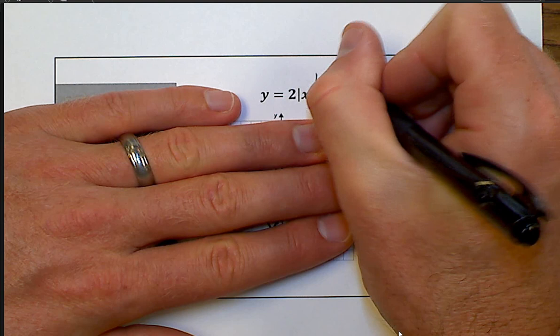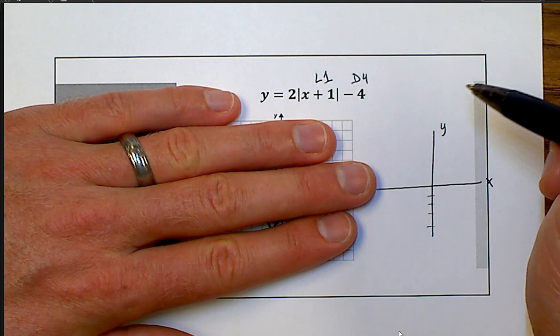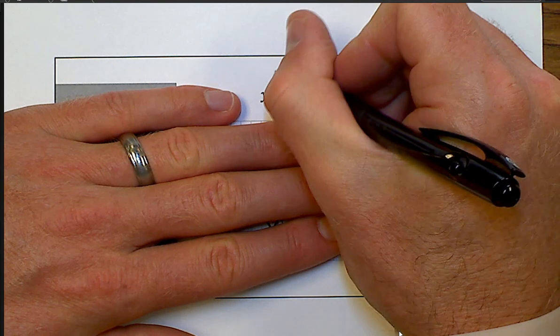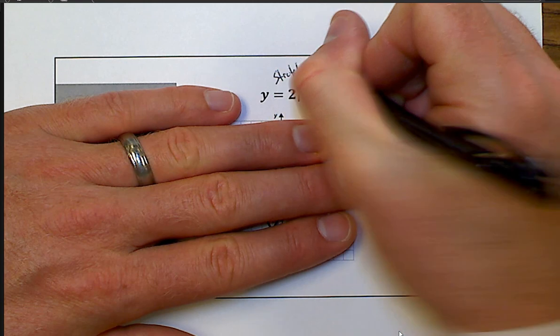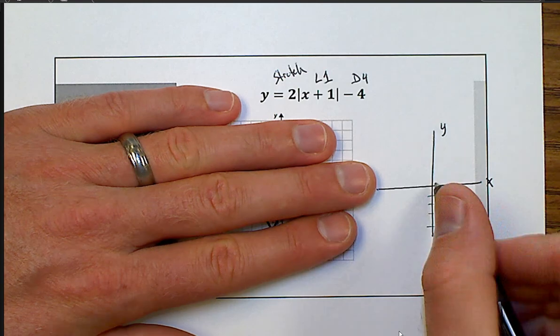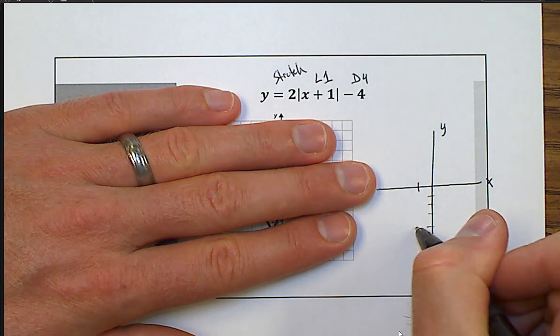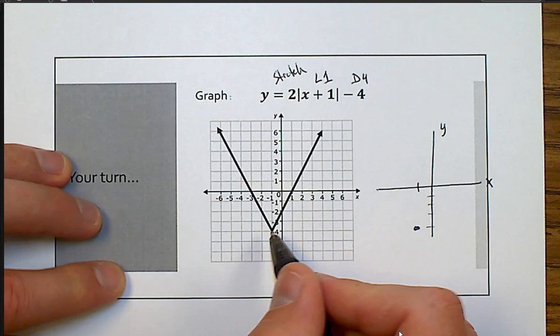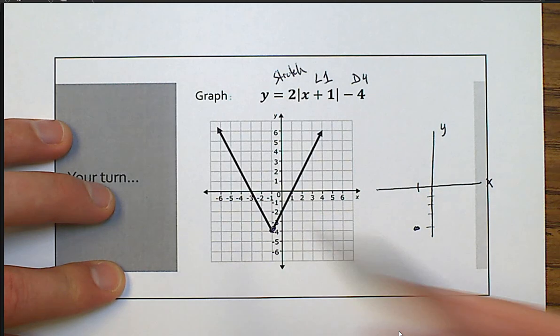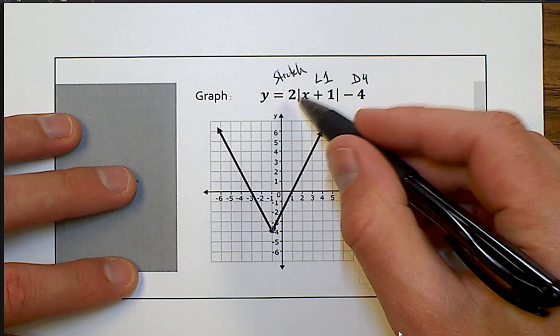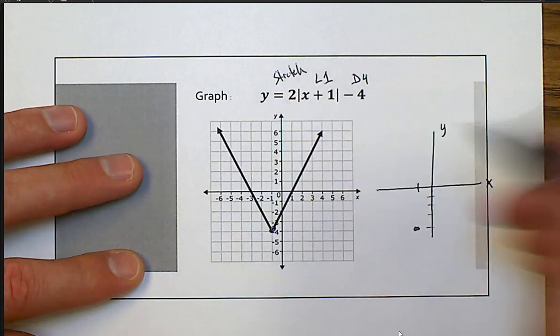I used to write that right above there, and then depending on what this number was, I'd say, okay, this is going to be a stretch. So I'd go down 4, left 1. That's my vertex, right? This is the vertex of the graph. It's where it starts. And then on this graph, everything is going to be multiplied by 2.